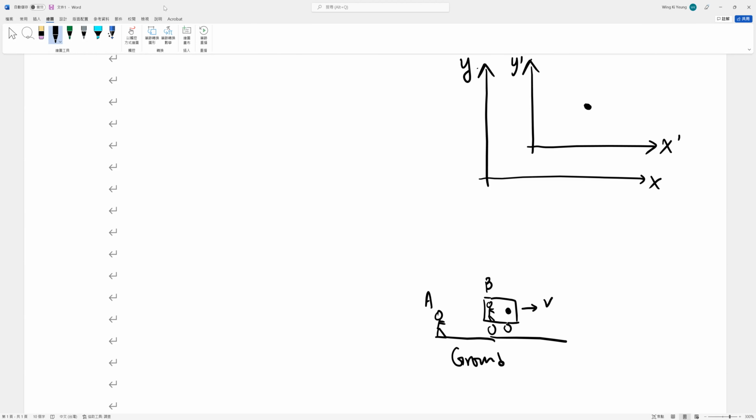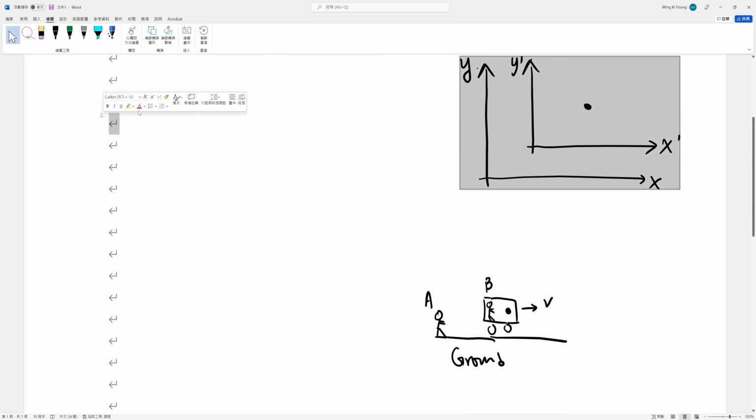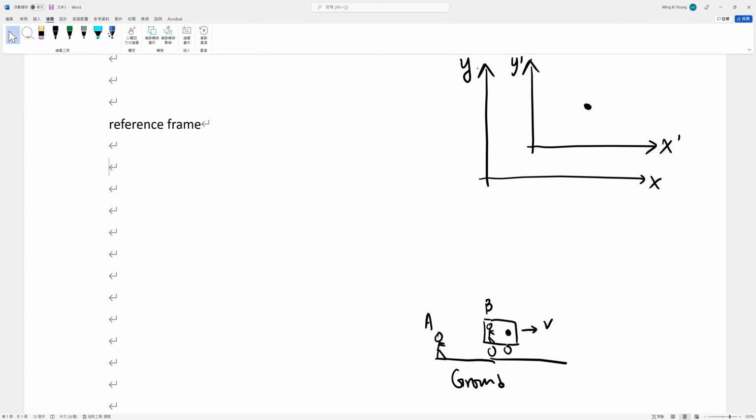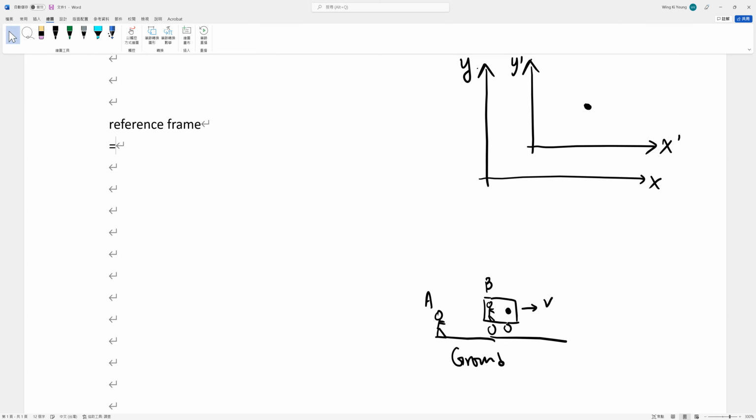So we have defined some terms first. Reference frame, mathematically speaking, is a coordinate system, the coordinate in which you take the measurement. If you take the measurement on the ground, then the ground will be the coordinate system. If you take the measurement in the car, then the car will be the coordinate system.